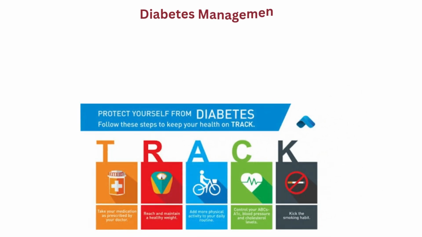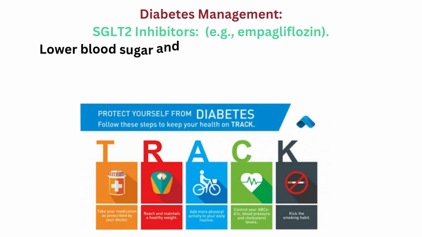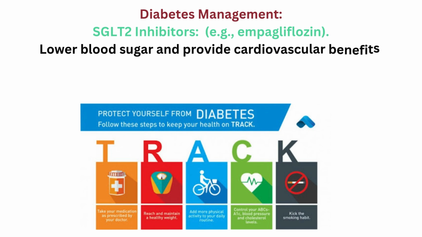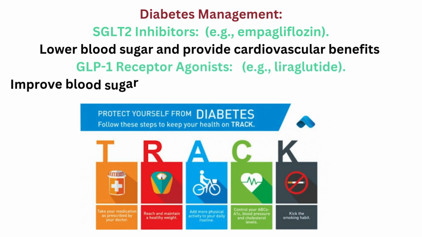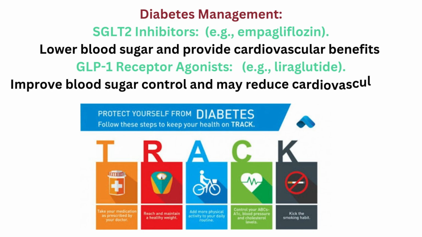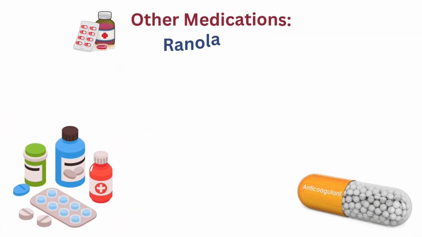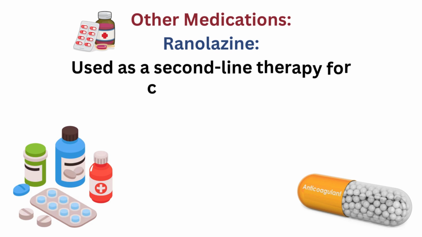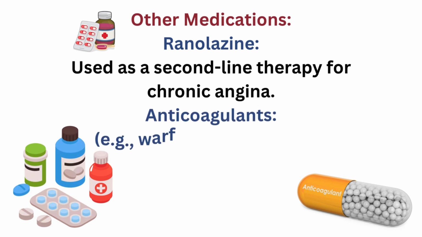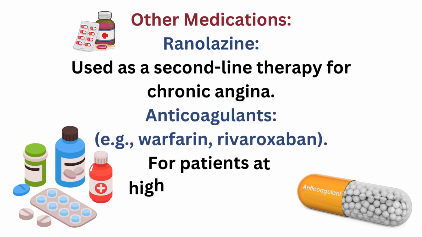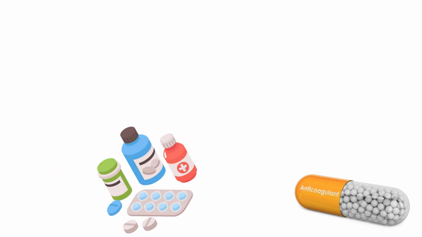Diabetes management. Sodium glucose cotransporter 2 inhibitors lower blood sugar and provide cardiovascular benefits, for example, empagliflozin. Glucagon-like peptide 1 receptor agonists, for example, liraglutide, improve blood sugar control and may reduce cardiovascular risk. Other medications. Ranolazine, used as a second-line therapy for chronic angina. Anticoagulants, for example, warfarin, rivaroxaban, for patients at high risk of clotting.